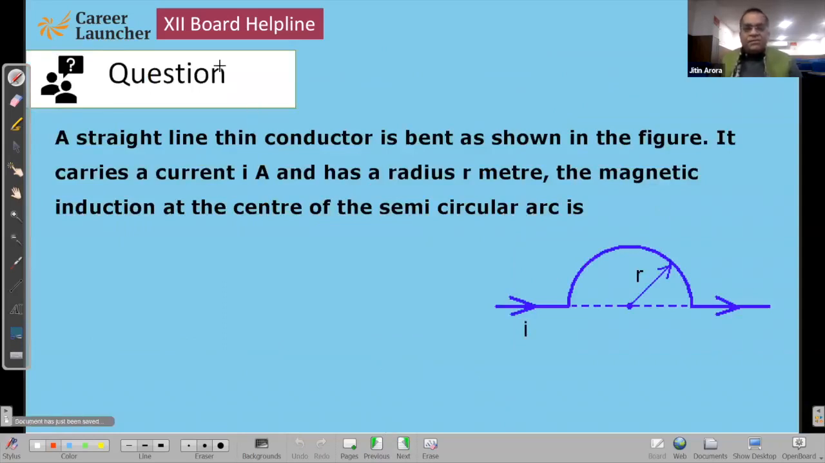Please read the first question and try to answer it in a minute. I'll give you a minute to answer. So बच्चों, question पढ़ा आपने.